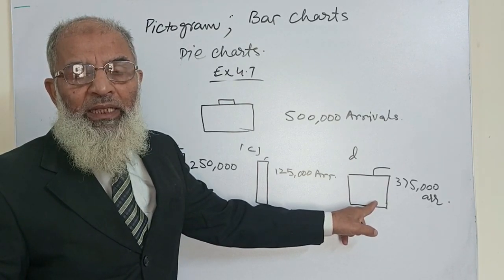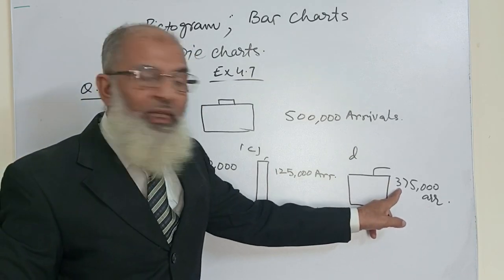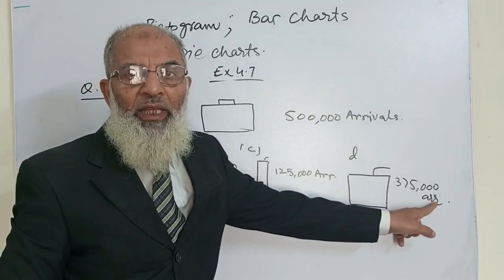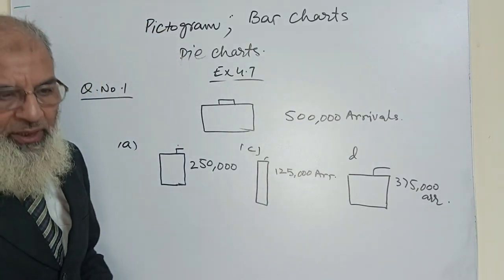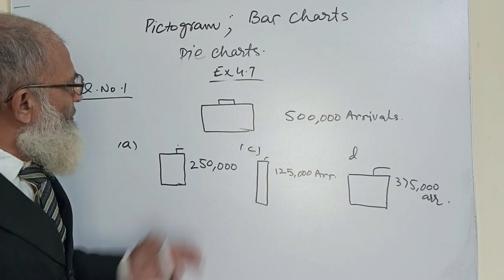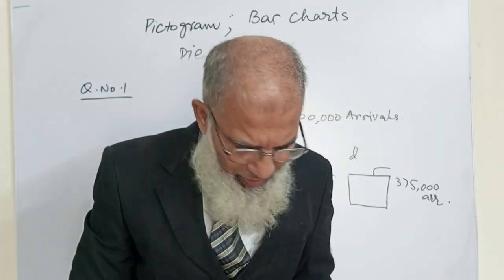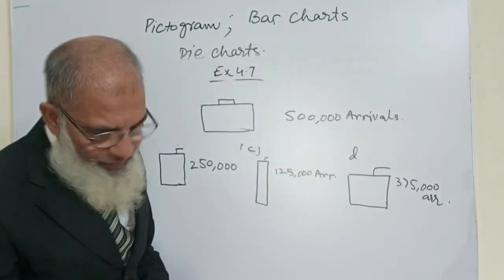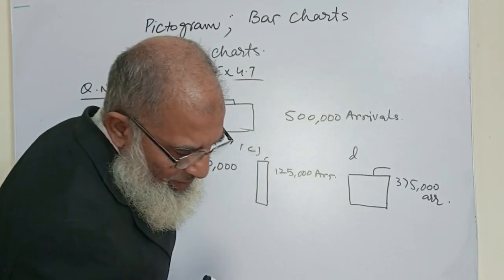Now since in question number D 3/4 of the bag is shown, therefore it means that 375,000 arrivals have been made in that certain period. So this was question number 1. Similarly, there are 2 more questions which are very easy. Let me do it for you in this space.